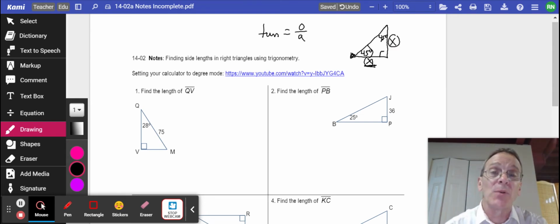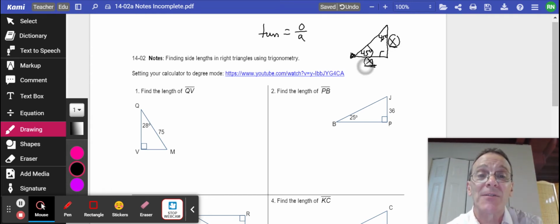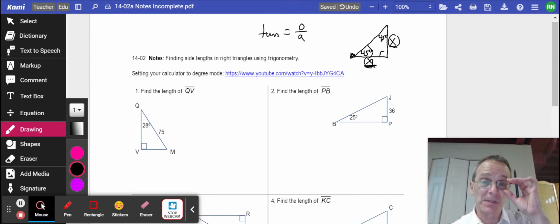They could both be 5, they could both be 10, they could both be 9.8. Whatever they are, they're the same. And so the length of this side divided by itself, basically, is going to be 1. So that's how we know that the tangent of 45 degrees is 1.